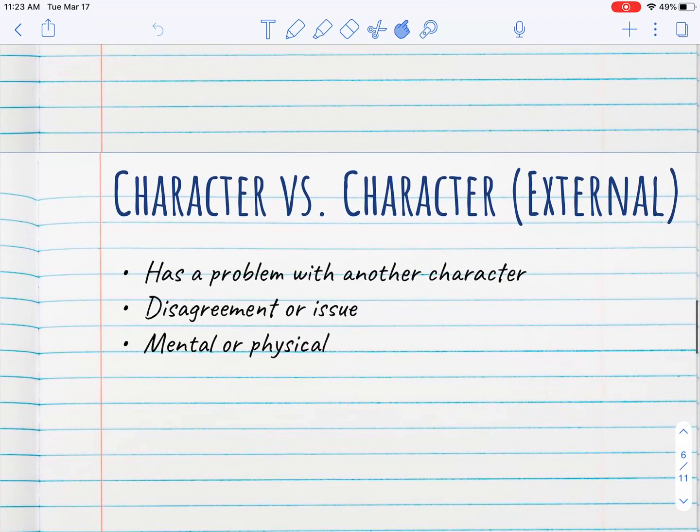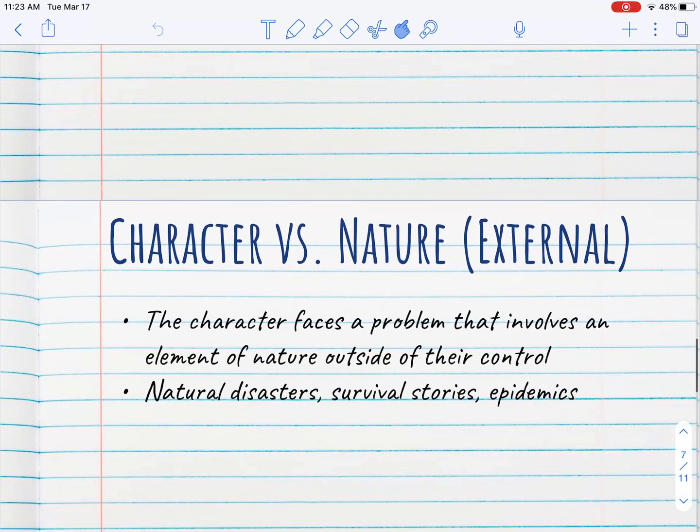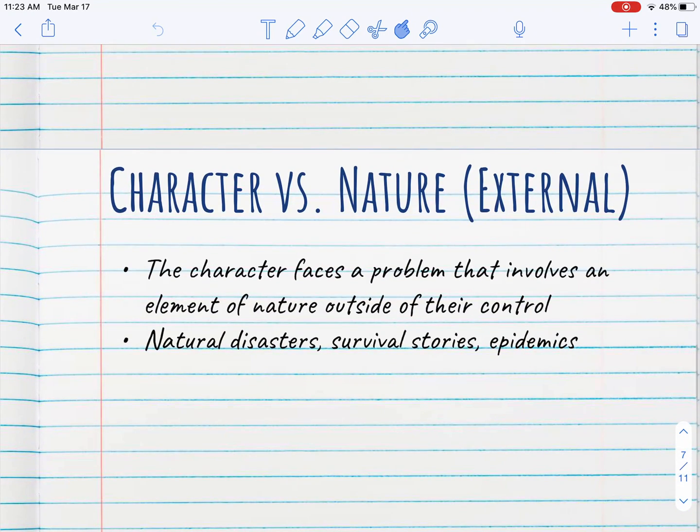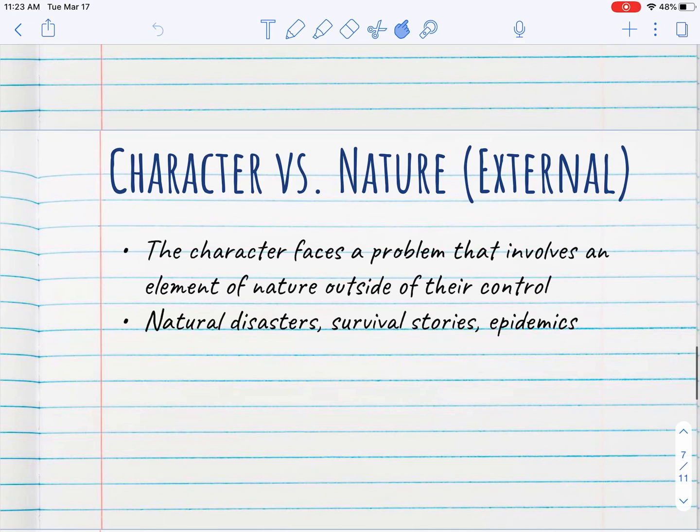That character versus character piece is where we're going to see another character has a disagreement or issue or problem with another character in the story. So character versus character. Character versus nature, again, these are those forces of nature, elements of nature that are outside of the control of the character. So natural disasters are a lot. Survival stories, you're going to see that kind of thing.